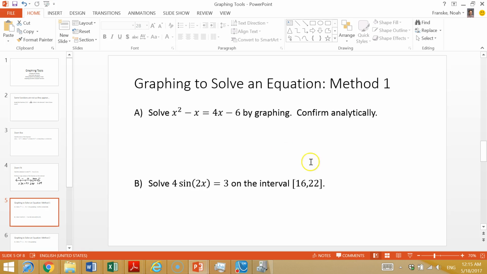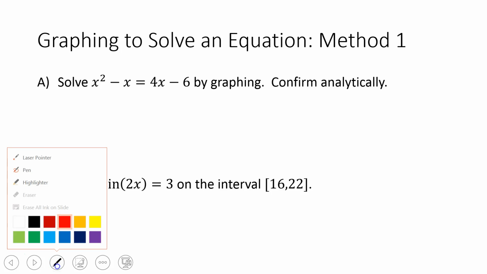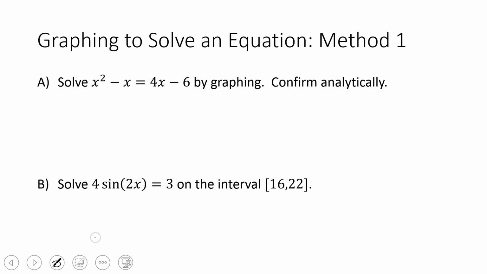So now let's confirm it analytically. So I'll go big here so I can use my stylus. And we'll use maybe purple this time. So what we're going to have here, we got x squared minus x equals 4x minus 6. I'm going to move everything over to the left side. So we're going to have x squared minus 5x plus 6 is equal to 0.